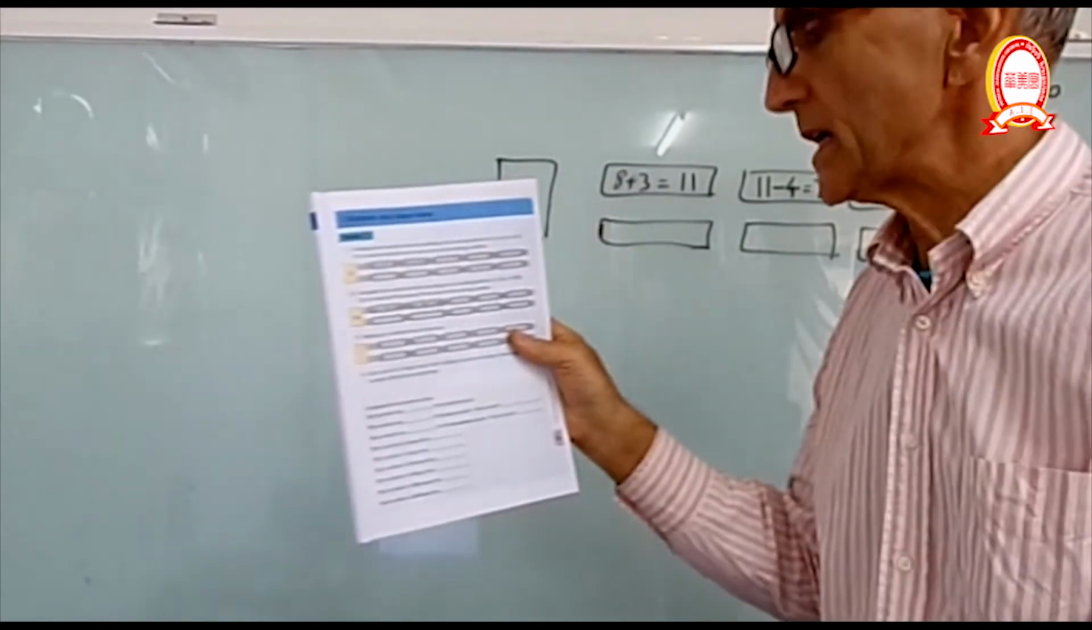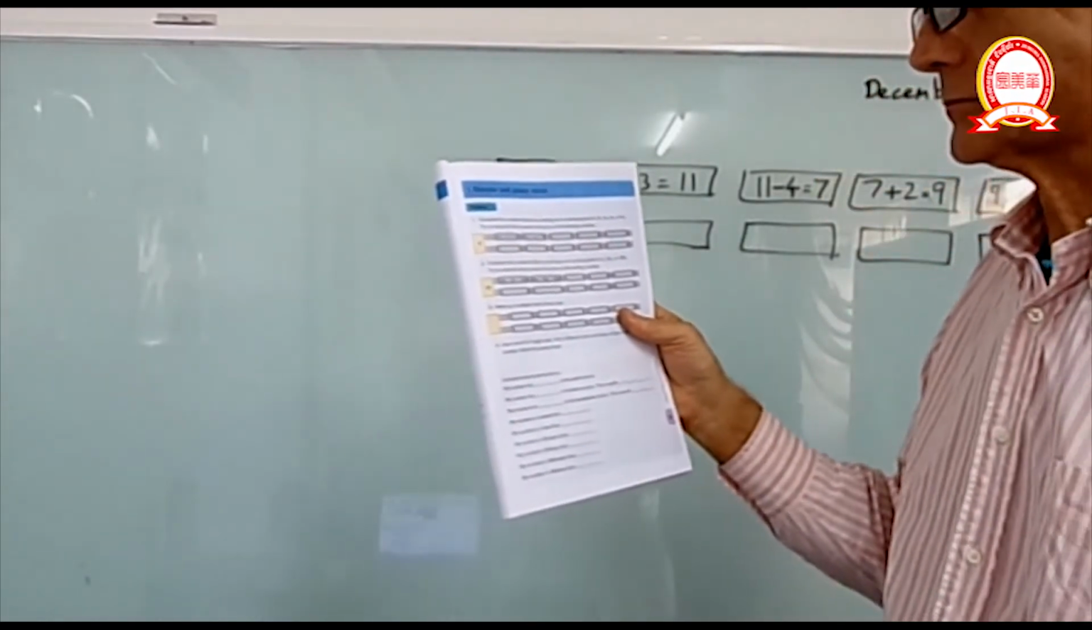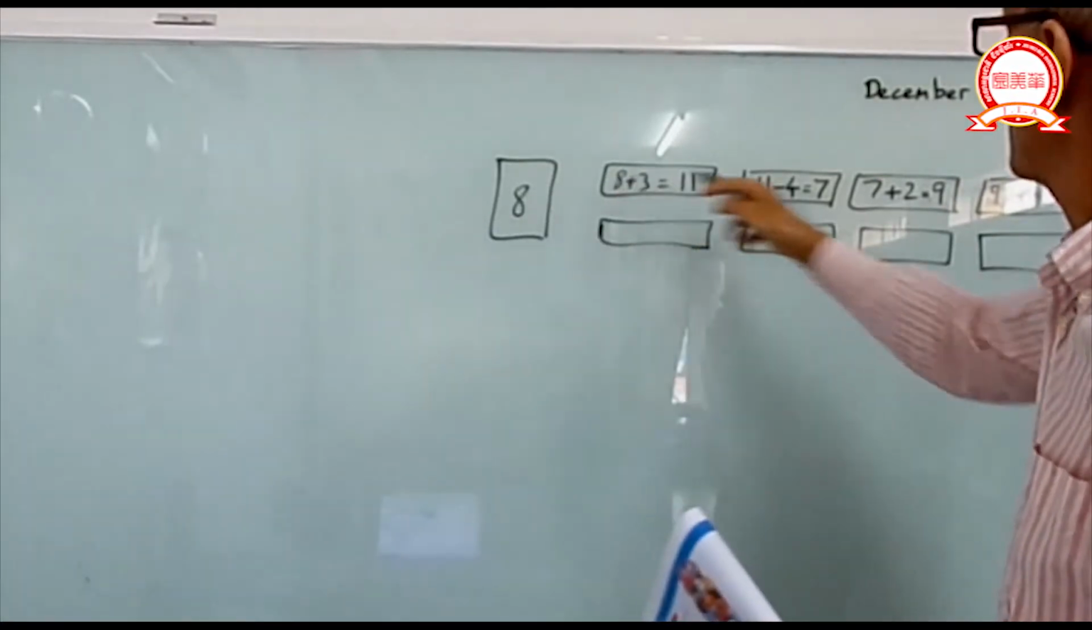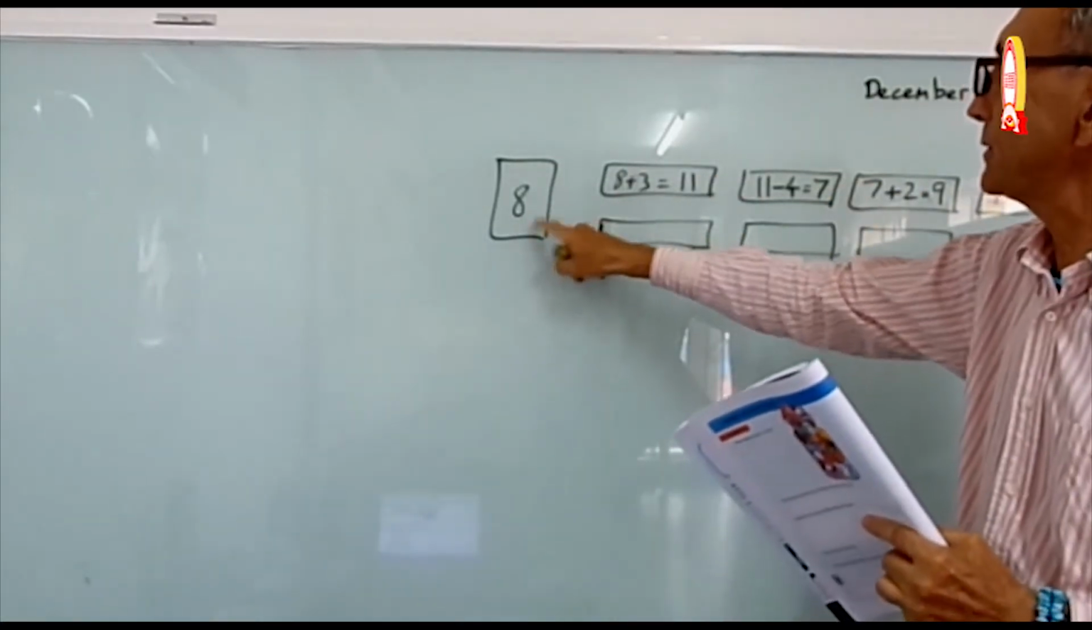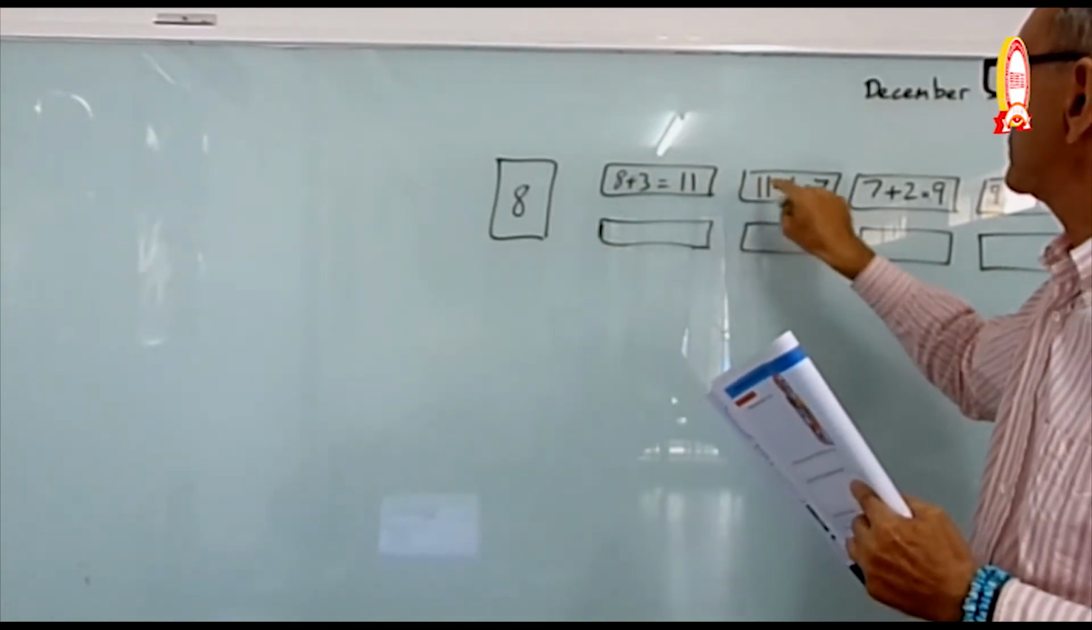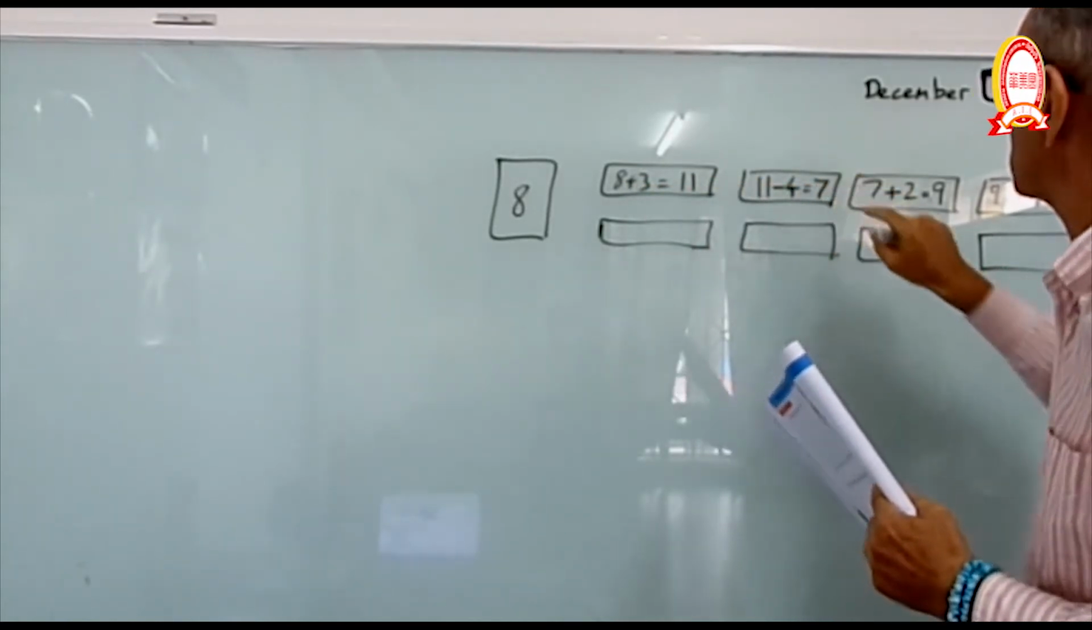Right, now we're on page 19. This is in the book, and this is copied from the book. So you started with 8, 8 plus 3 equals 11. 11 minus 4 equals 7.